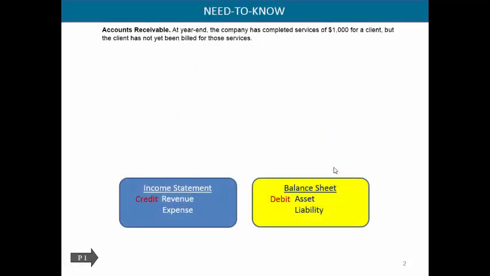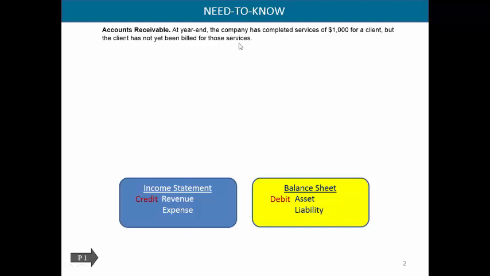Let's look at a specific example. Here we have a company. They have completed services for $1,000 for a client. So if they have completed a service, the key thing there is that they have earned this $1,000. It doesn't matter that they don't have it yet. They have earned it, so they have revenue that they need to record. And this client has yet to be billed for those services. And this is pretty typical in a company.